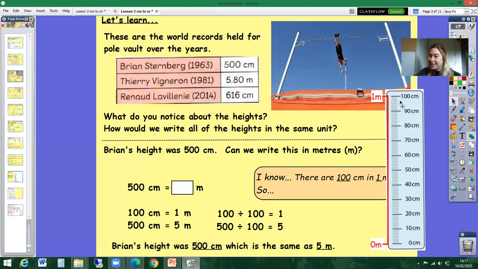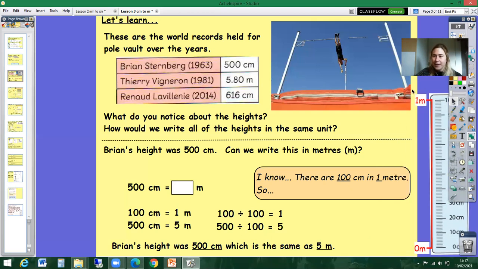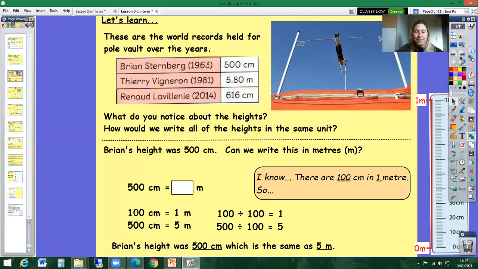Okay, but it's equivalent, isn't it? So we've got 100 centimeters. We want to divide our centimeter amounts by 100 in order to get it to that 1 meter. Hopefully that makes sense. Okay, let's carry on.